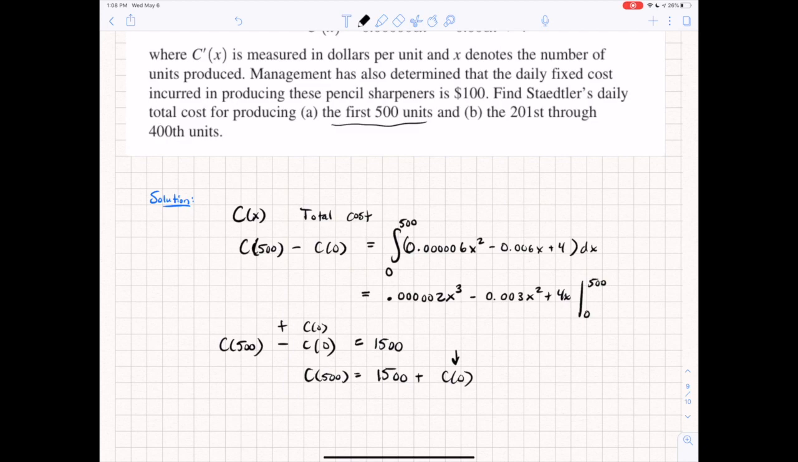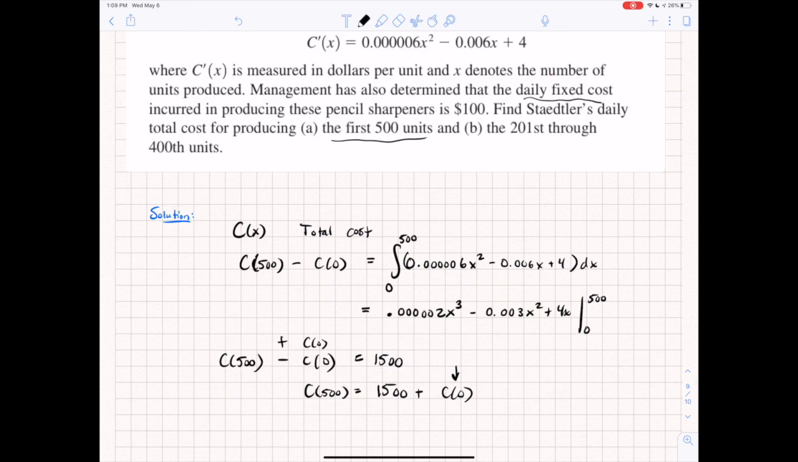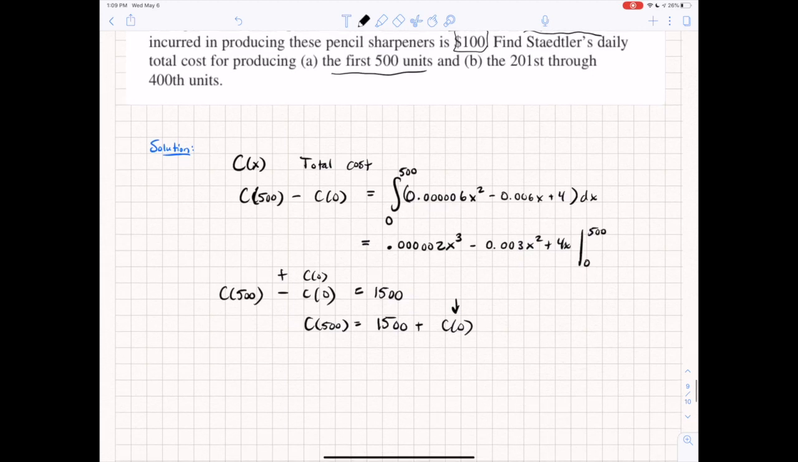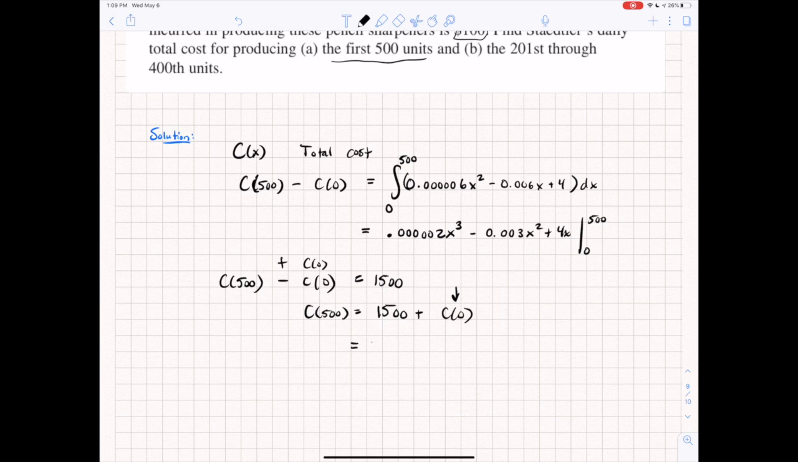And we are actually told that the daily fixed cost incurred in producing these pencil sharpeners is $100. That's my initial cost no matter what. Like if I don't produce anything, no matter what, it's going to cost me $100. So that means the cost of producing the first 500 would be $1,500 plus 100, or $1,600. That would be the cost in producing 500.